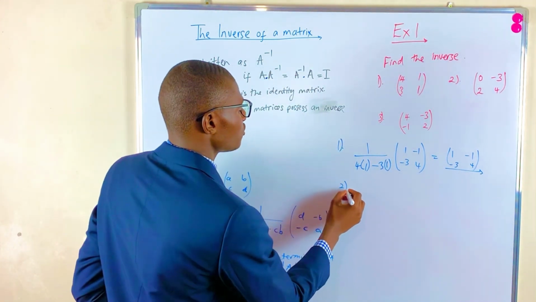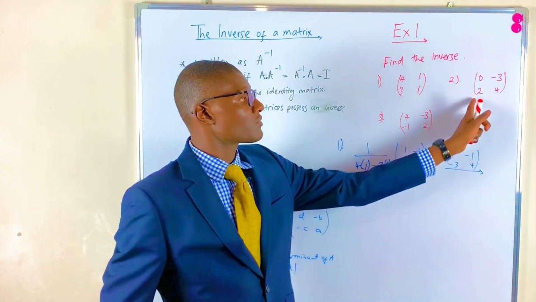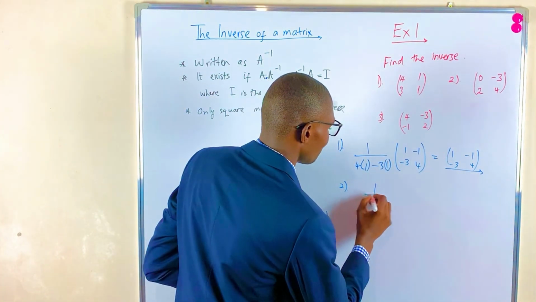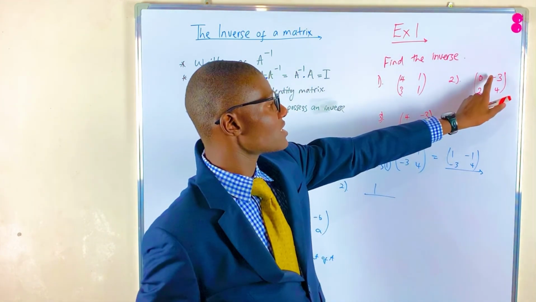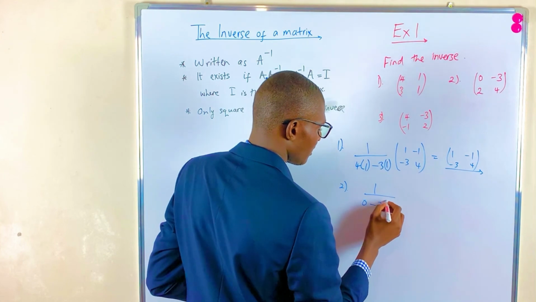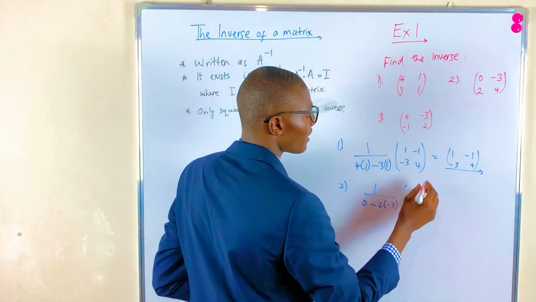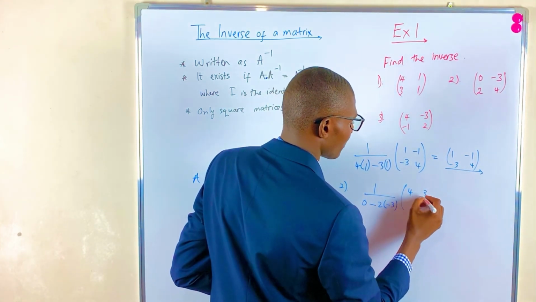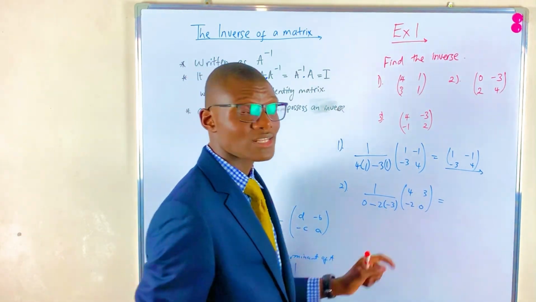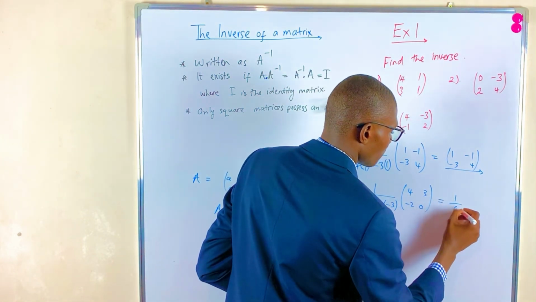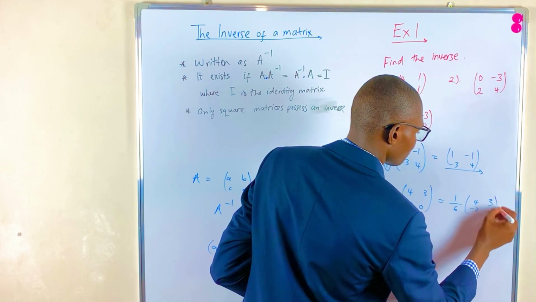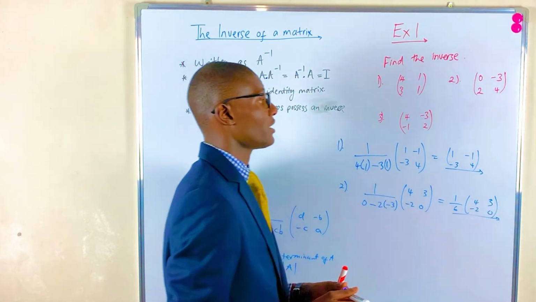And then for number 2, we want to find the inverse for this matrix. So we're saying 1 over the determinant, being 0 times 4, you get a 0, minus 2 times minus 3, multiplied by 4, 0, 3, minus 2. And this would give us minus 2 minus 3, that's 6. So 1 over 6, 4, 3, minus 2, 0. This is the result that we get for number 2.